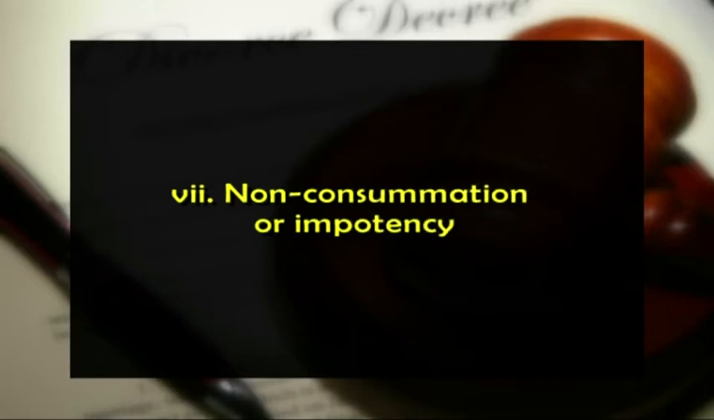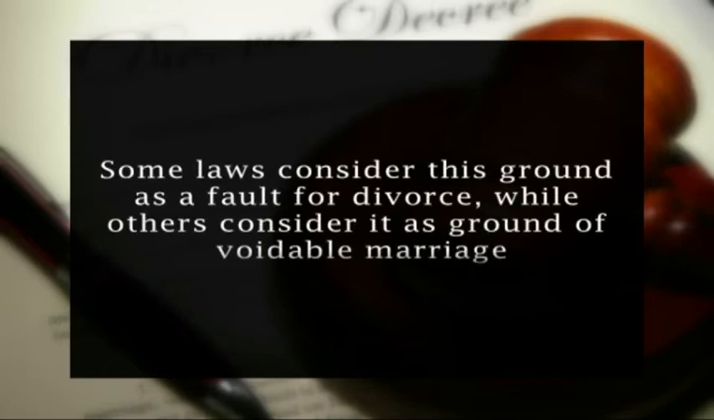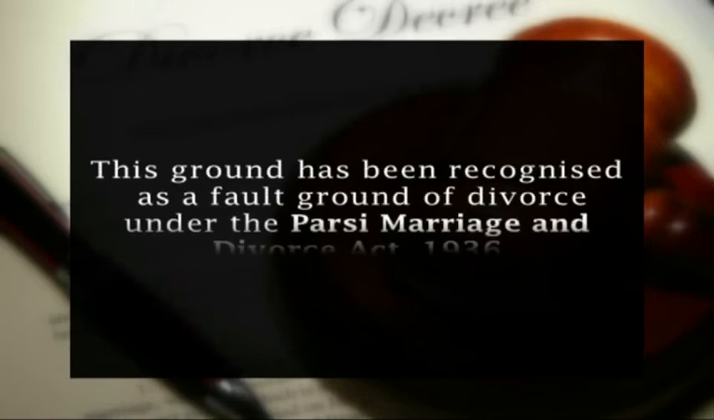Number 7. Non-consummation or impotency. Some laws consider this ground as a fault for divorce, while others consider it a ground of voidable marriage. If a spouse does not perform sexual intercourse or is unable to perform the same owing to his or her impotency, then this ground can be invoked for grant of divorce. Number 8. Pre-marriage pregnancy. This ground has been recognized as a fault ground of divorce under the Parsi Marriage and Divorce Act 1936, whereas under other laws it has been placed under the grounds of voidable marriages.